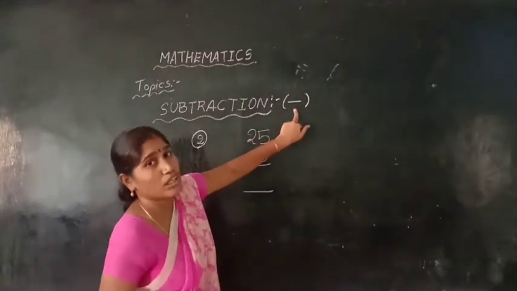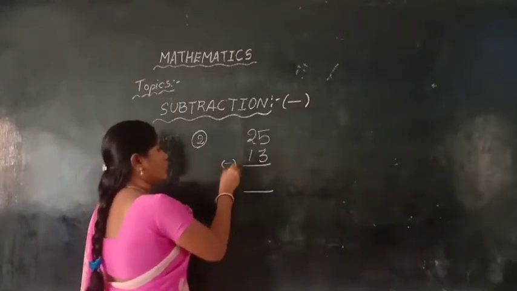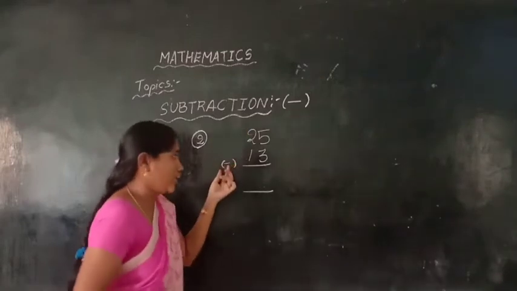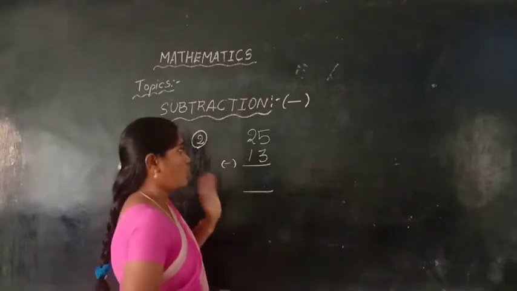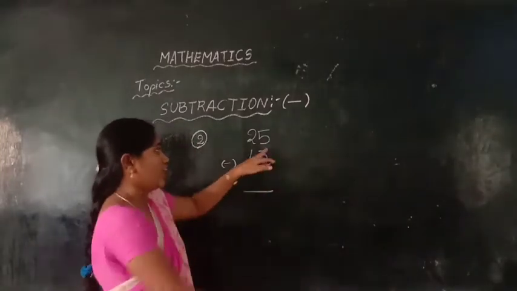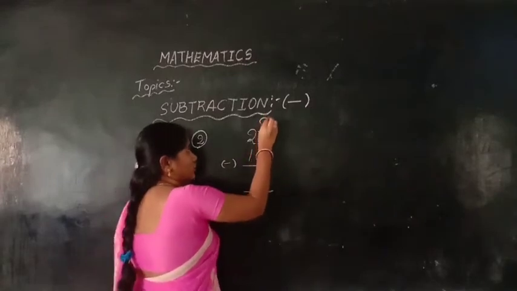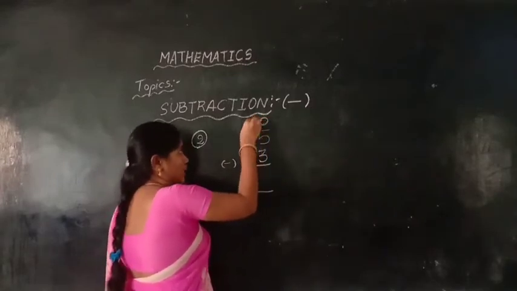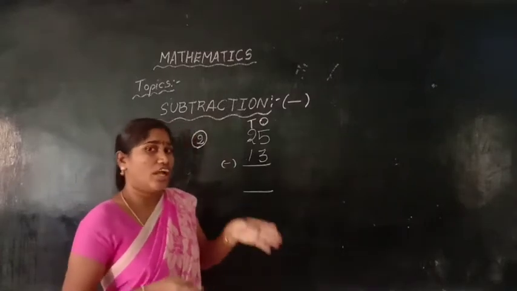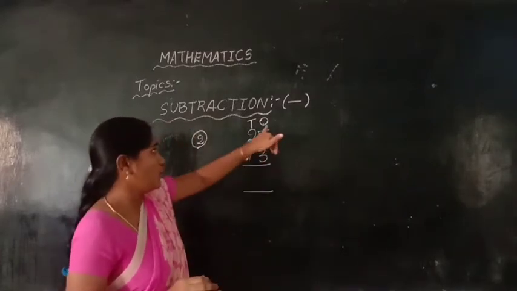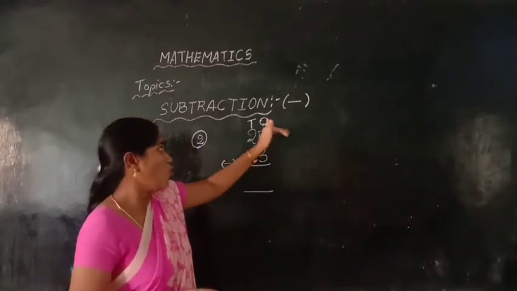Now we are using this symbol here. What is this symbol? What is it called? It is called minus. Okay. 25 minus 13. Shall we do this subtraction, children? Okay. It is not in 1 digit. It is tens digit. Okay, children. Which digit will we do first? Any time we will start from the 1 digit.